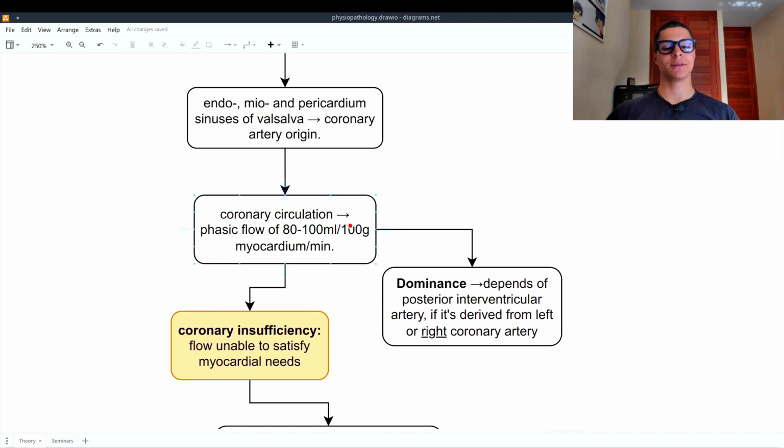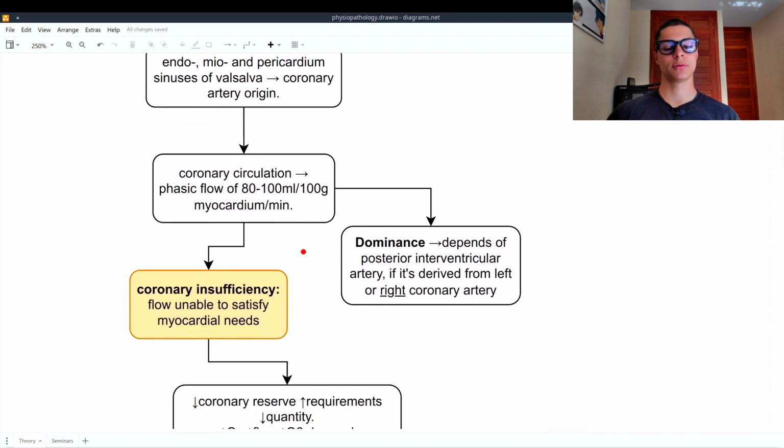The coronary circulation, well, it is phasic. Phasic flow, contrary to the normal circulation, of 80 to 100 milliliters of blood per 100 grams of myocardium per minute. And here we have to take a look at the dominance. The dominance depends on the posterior intraventricular artery, if it is derived from the left or right coronary artery. Right should be the majority, 75-80% of right dominance of the coronary circulation.